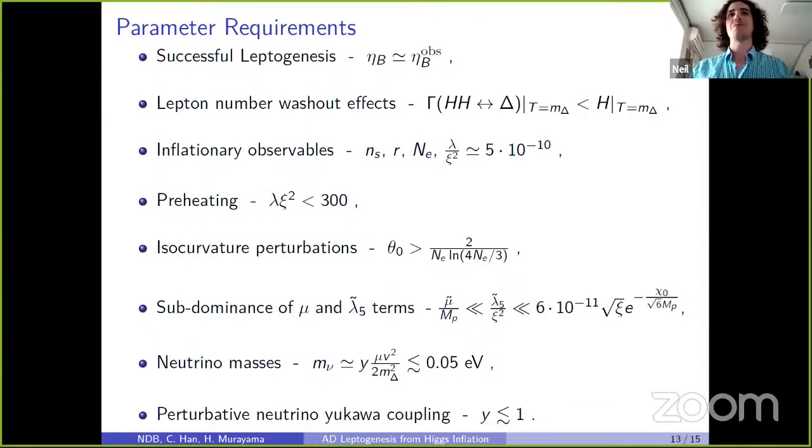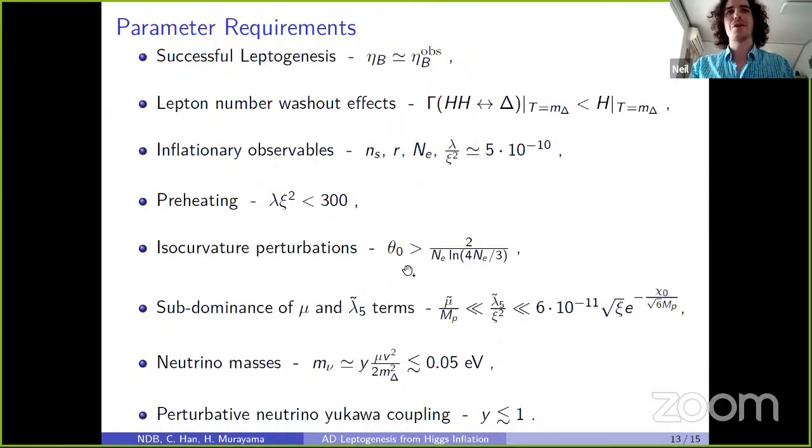Now that we've generated this asymmetry, we want to see whether we can do all these 3 things that we've claimed we can do. So we've got to take into account this long list of potential constraints. We've got successful leptogenesis, and there's potential for washout effects here, so we want the coupling such that we don't wash out our generated asymmetry. We have the inflationary observables, which are given here. We have preheating constraints, so we don't have overproduction in this theta degree of freedom during the oscillation.